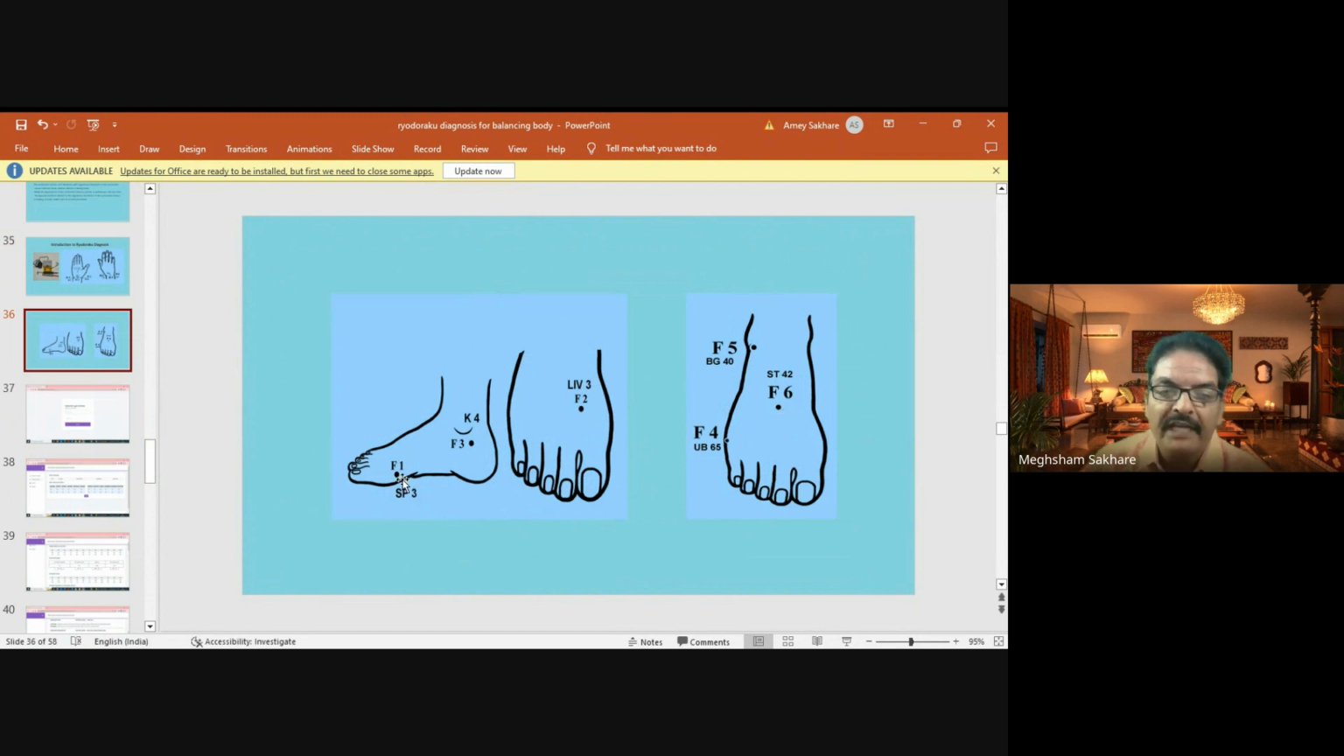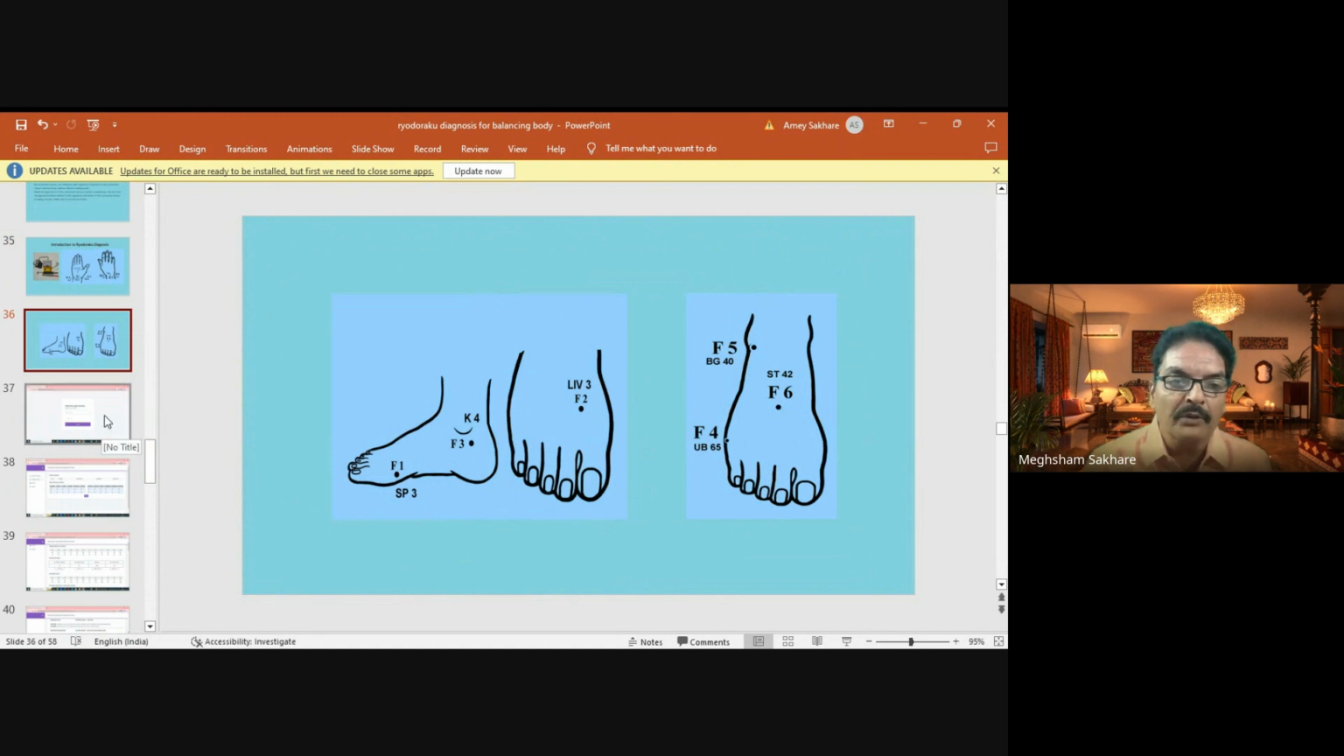First, you should check the left foot in order F1, F2, F3, F4, F5, F6, and then check the right leg F1, F2, F3, F4, F5, F6.